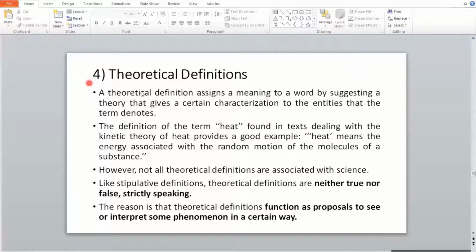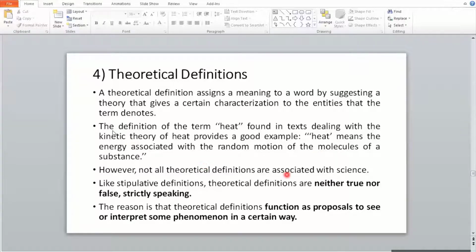So as you can see from the screen, a theoretical definition assigns a meaning to the word by suggesting a theory, or referring to a theory, that gives a certain characteristic to the entities that the term denotes. So the definition of the term heat, for example, found in the text dealing with the kinetic theory of heat, provides a good example. According to this kinetic theory, heat means the energy associated with the random motion of the molecules of a substance. This is an example of theoretical definition.